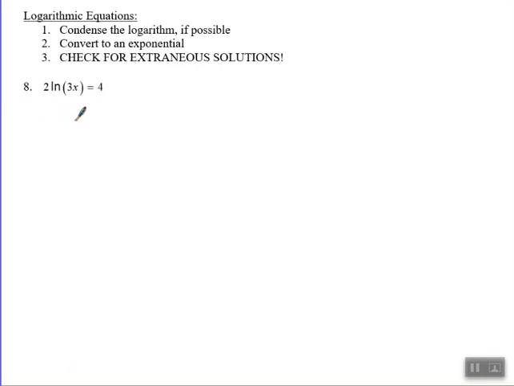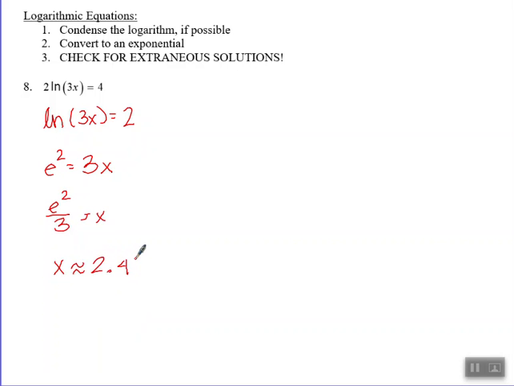I'm going to start with this problem by dividing both sides by 2 so I can isolate the natural log. Then, since we know that natural log is log base e, I can rewrite this as an exponential. That would give me e squared equals 3 to the x. If I divide both sides by 3, I get e squared over 3 equals x. If I type this in the calculator, I get that x is approximately equal to 2.463.